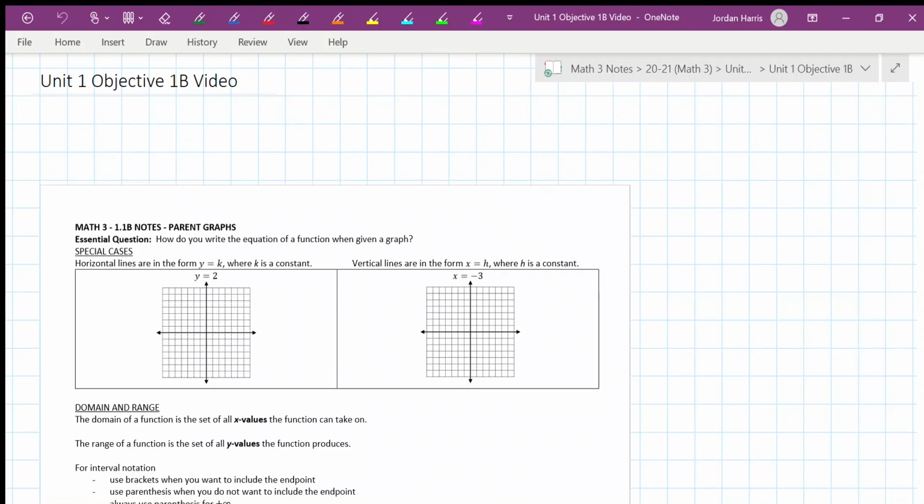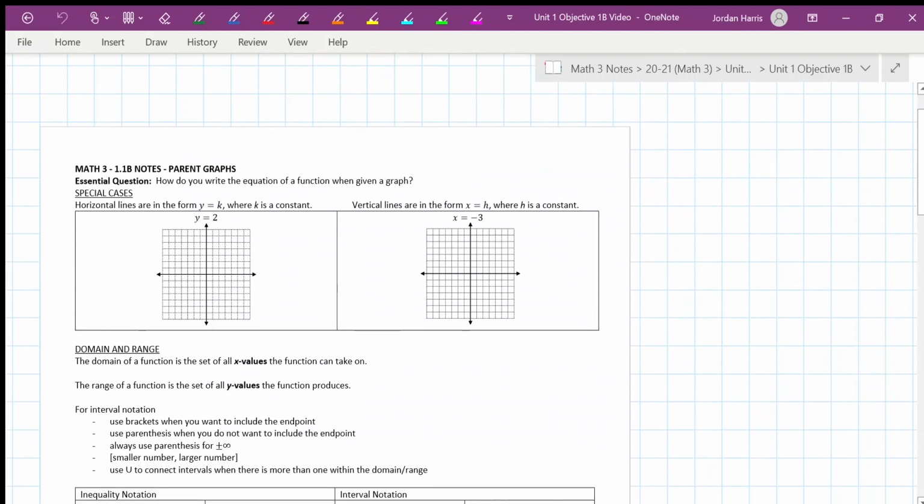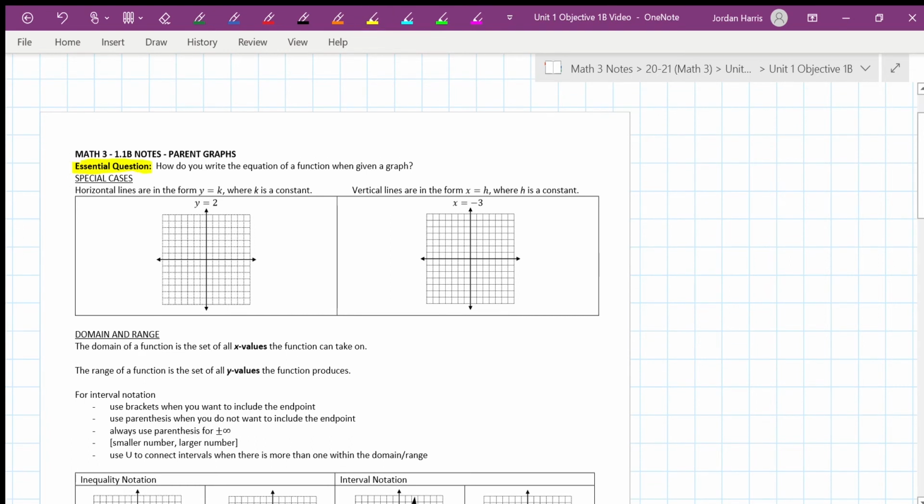All right, Unit 1, Objective 1B, it's parent graphs again. Just wanted to separate it so it's not too long. So you've got your essential question: how do you write the equations of a function when given a graph? You'll see we're going to write equations today. Still very simple. First thing though, we didn't quite graph everything.